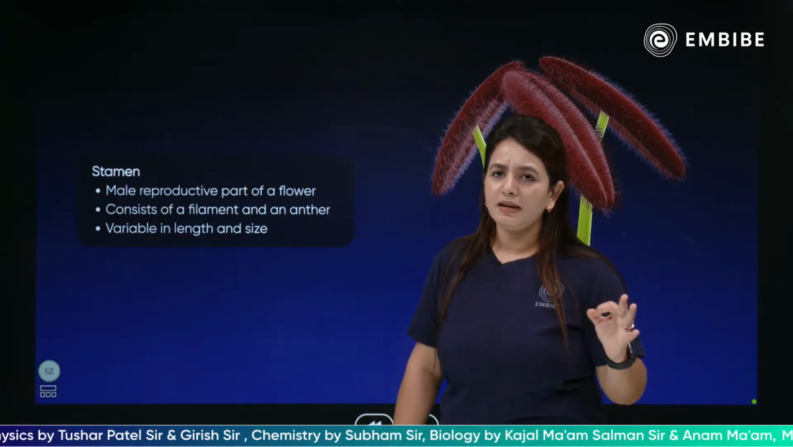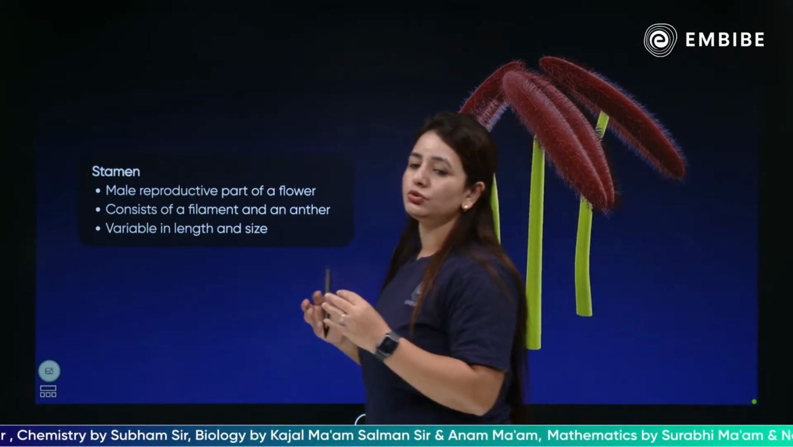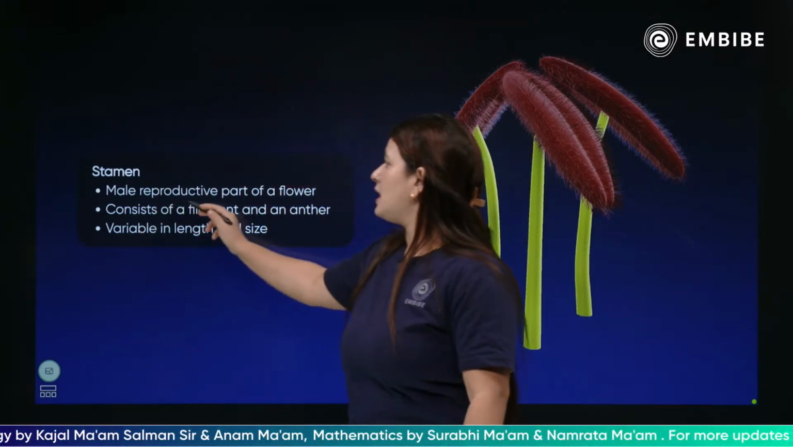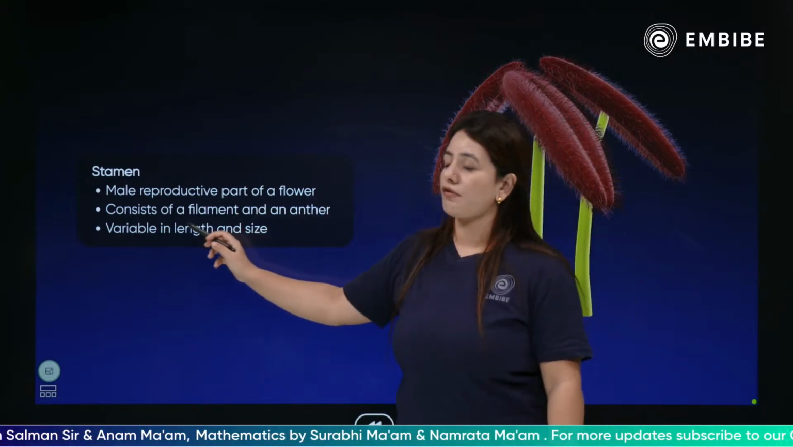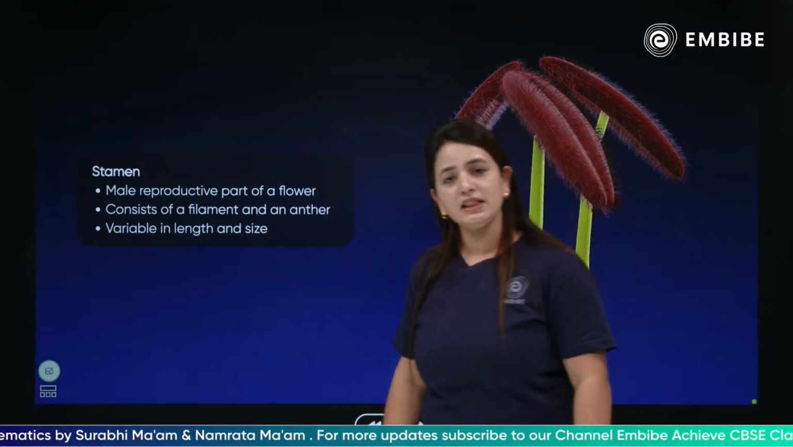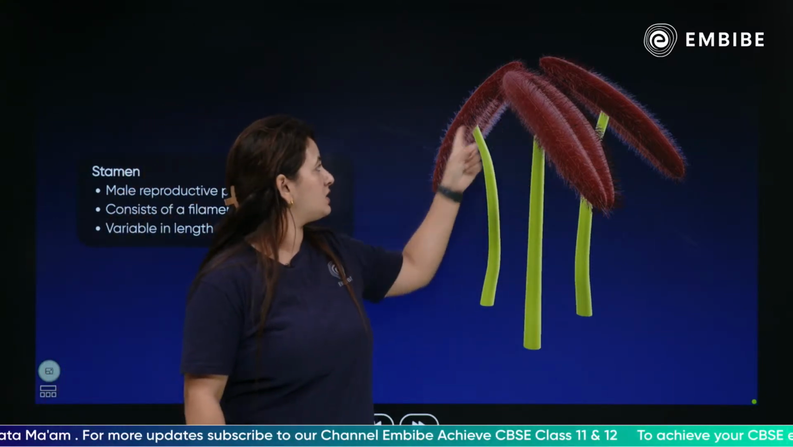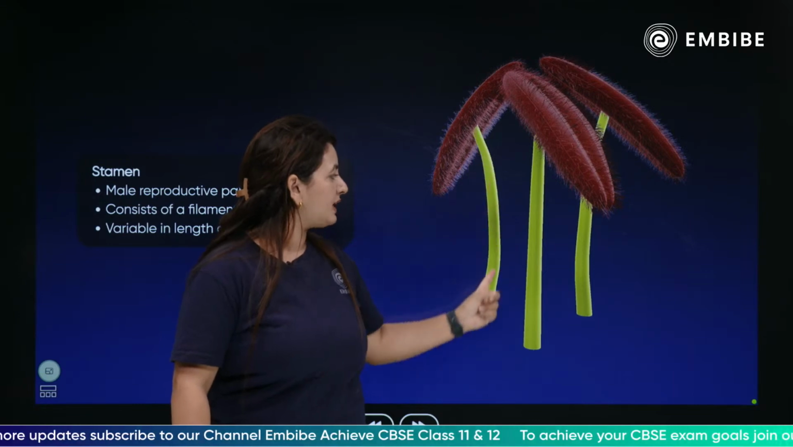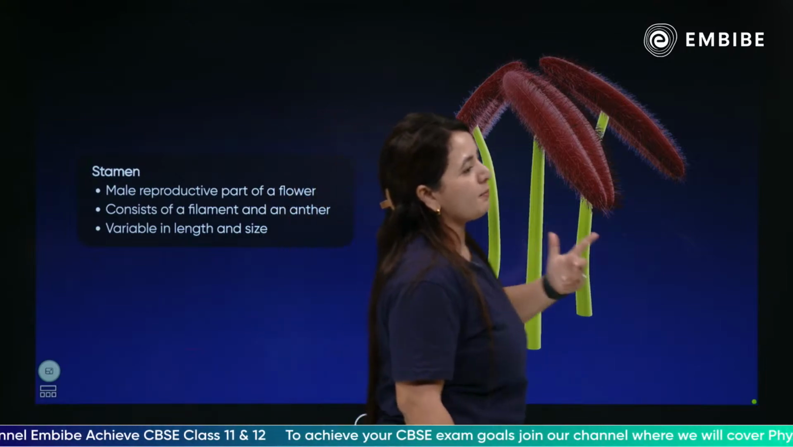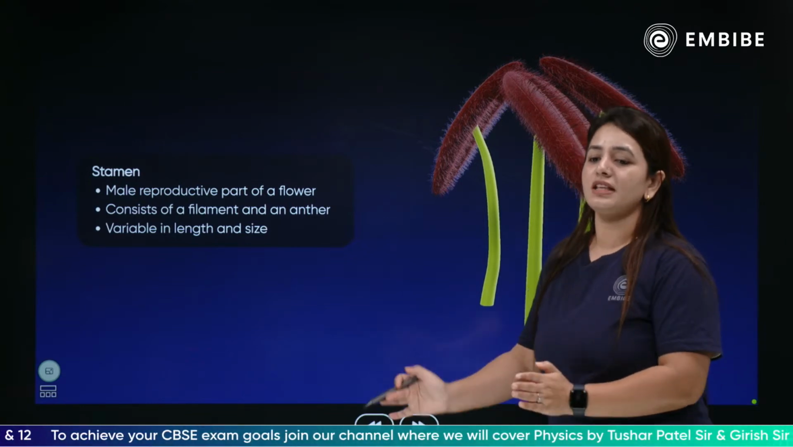This filament can vary in size, and it is attached to the side of the anther. So the stamen is the male reproductive part of the plant, and it consists of a filament and an anther, which vary in size and also in length. As you can see, this is the depiction of the stamen. This is your anther, and this long tube-like structure is called the filament. Let's discuss the anther and the filament individually.